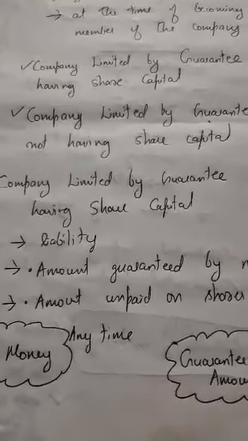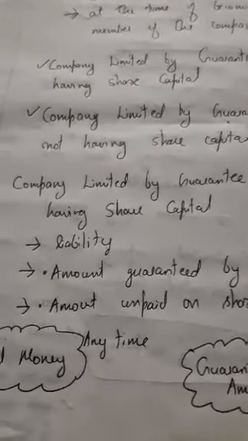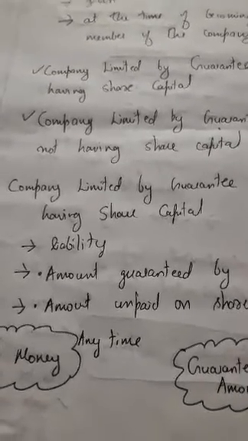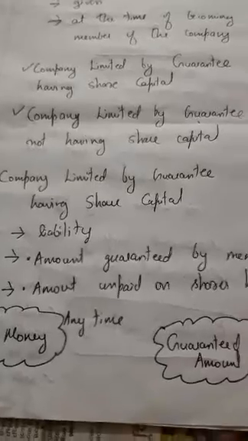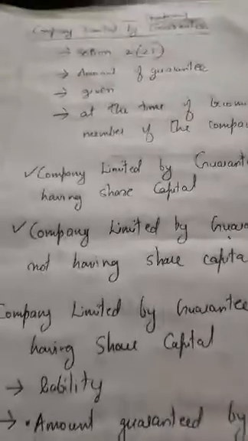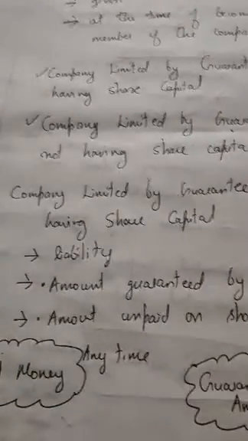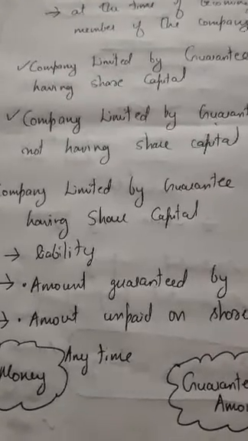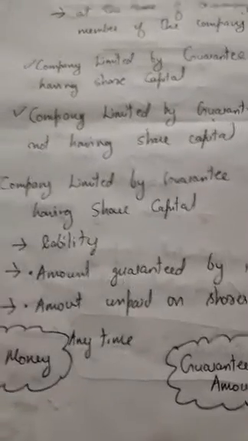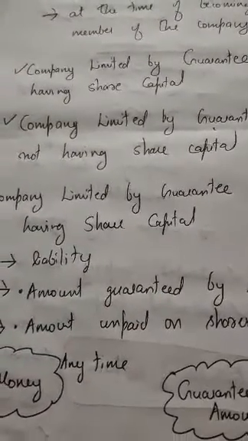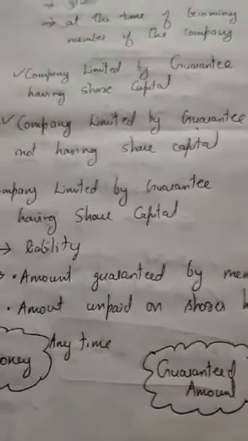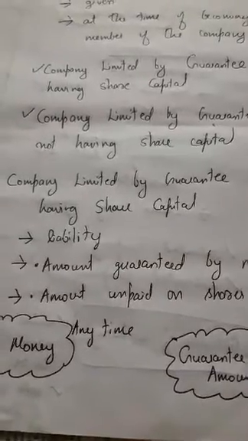Now we can discuss in detail a company limited by guarantee having share capital. In such a company, that means a company which is limited by guarantee and has share capital, what's the liability of the member? The liability of the member includes the amount guaranteed by him. For a company limited by guarantee, there must be some guaranteed amount, and in such a case the member is liable to the amount guaranteed by him. And for a company limited by guarantee having share capital, of course, the amount unpaid on shares held is also the liability of the member.